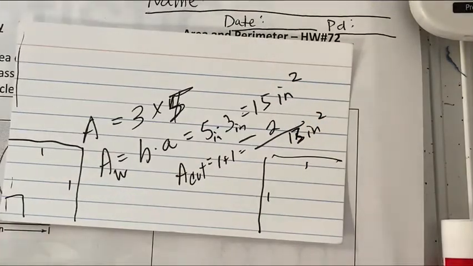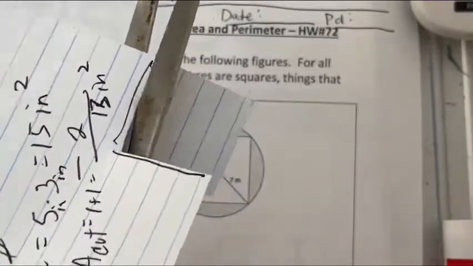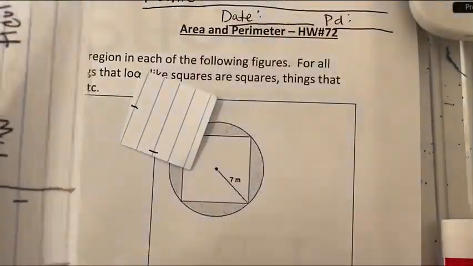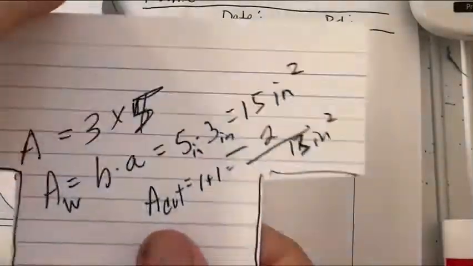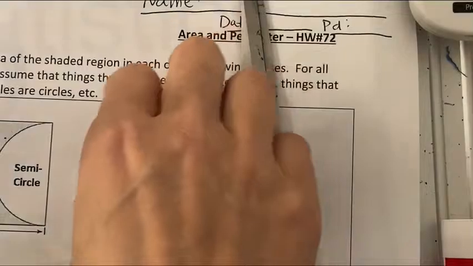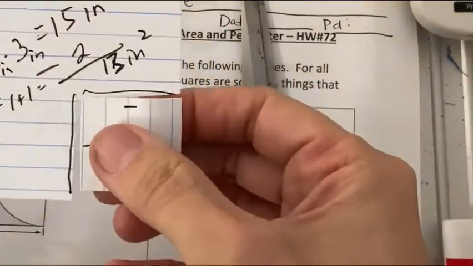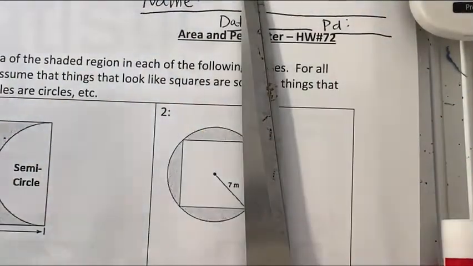So let's do that. That is 1x1, right? And that's 1x1. So if they ask me to find the area of this, the area of this thing is 13 inches squared, because it was 15 before I cut 1 inch squared off and another inch squared off, okay? So this is the concept.